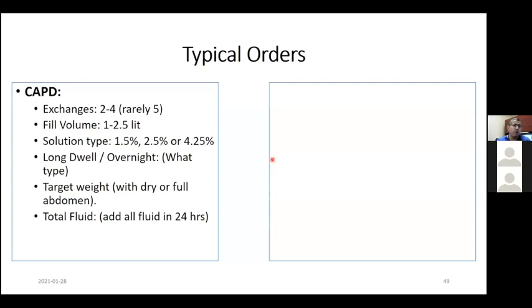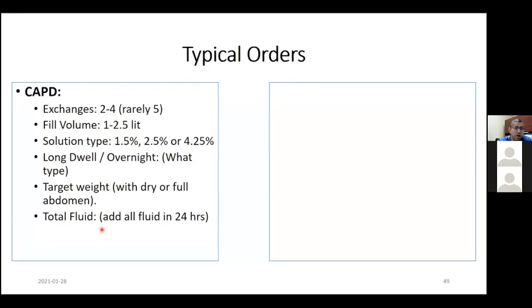So what are the typical orders? So in CAPD for an adult, I'm sorry, I can't do the peds because I'm not trained in peds here, but exchanges are typically 2 to 4, or sometimes even 1 exchange or 2 exchanges, and 2 exchanges for cardiorenal patients, like cardiorenal syndrome, they work fantastically. The fill volume is between 1 to 2.5 liters. You specify what you want to use, 1.5%, 2.5%, or 4.25%. You specify which is going to be the long dwell and what fluid you want to use. You specify what is the target weight, with dry belly or full belly. And then total fluid, you have to write how much is the total fluid that you're going to use in the 24 hours.